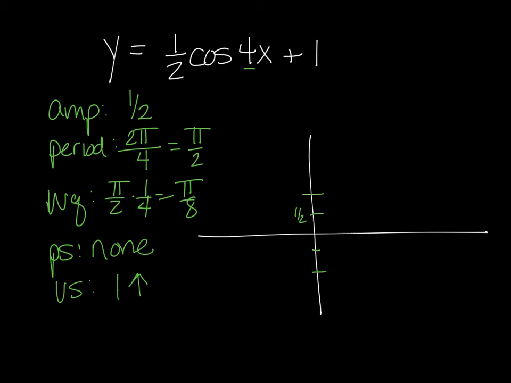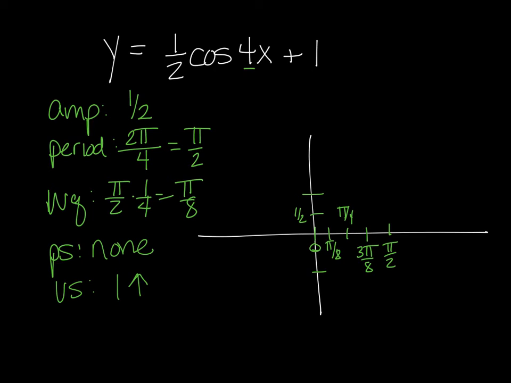Okay, the period is pi over 2, the width of the quarters is pi over 8. So we got pi over 8, and then we got another pi over 8, that would be pi over 4. Another pi over 8, that would be 3 pi over 8. Remember, we started at 0, so how many do I have? I have 4 so far. And then another one gets me pi over 2, which is 4 pi over 8. So make sure you reduce these things when you write them.